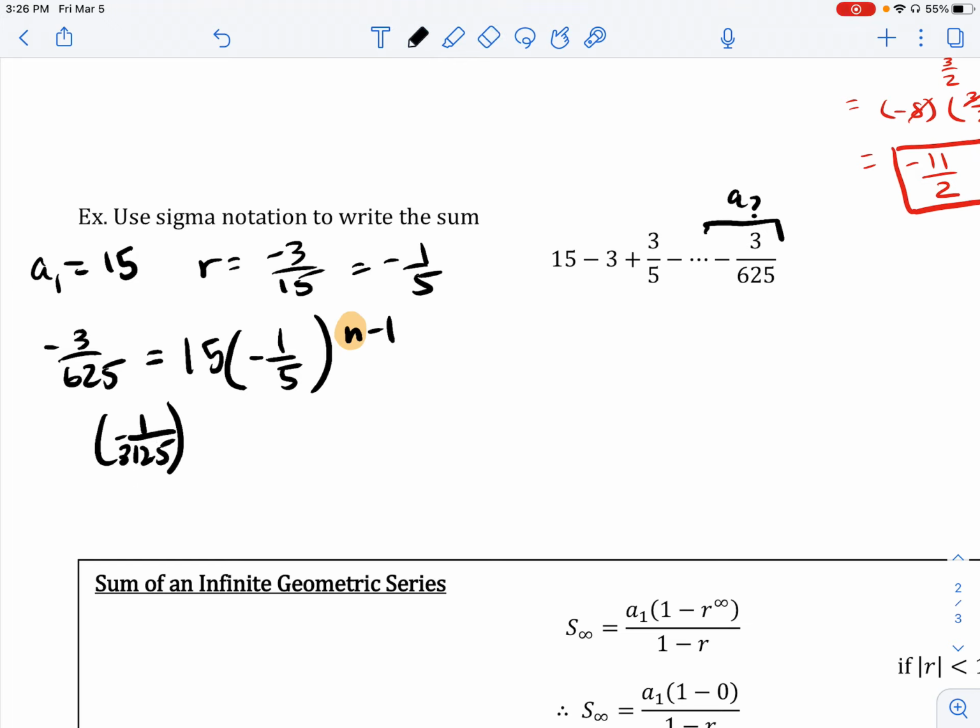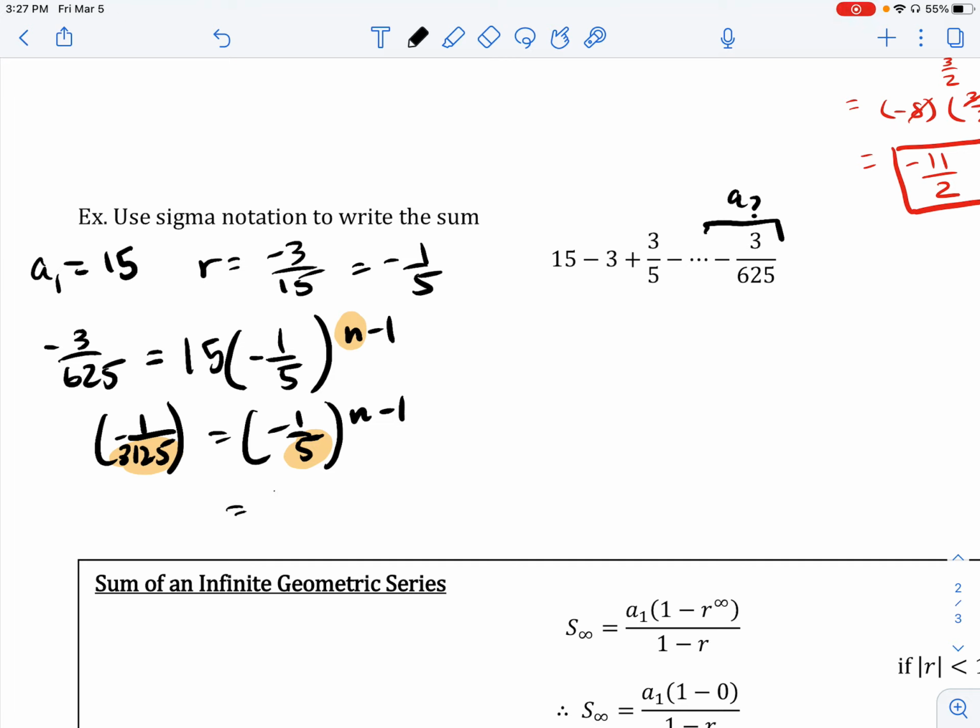So 1 over 3,125 is equal to negative 1/5 to the n minus 1. Now, since our numerators are going to be negative 1 in both cases, what we're really just concerned with is 5 to what power is 3,125? And the answer is, we would say, to the 5th power. But again, we're asking ourselves what n is. So in other words, what we know is the following.